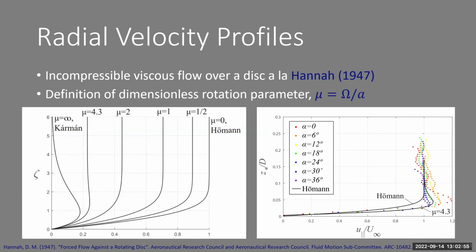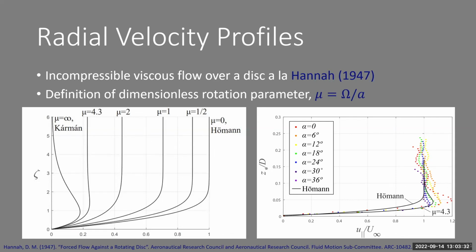Everything in between is a different ratio of angular rotation and strain. And our measurements fall between von Karman and mu equal to 2. So mu equals infinity, 2, 1, 1/2, and 0. That comes straight from Hannah, and this is our contribution. On the right-hand side, I'm doing an overlay of the scaled radial velocity profiles over the non-spinning cases and a range of angle of incidence. And I'm overlaying them with the Hiemenz solution, as well as the rotating mu equal to 4.3, corresponding to our experimental flow parameters. We see good agreement there.